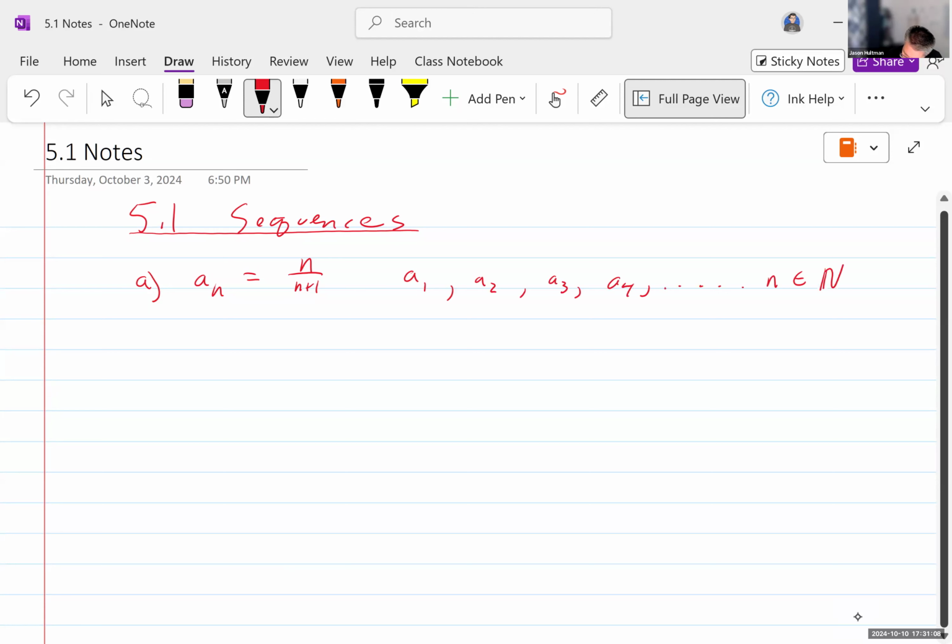Okay, in this case, if I plug 1 in, the terms of the sequence become 1/2, 2/3, 3/4, and 4/5.